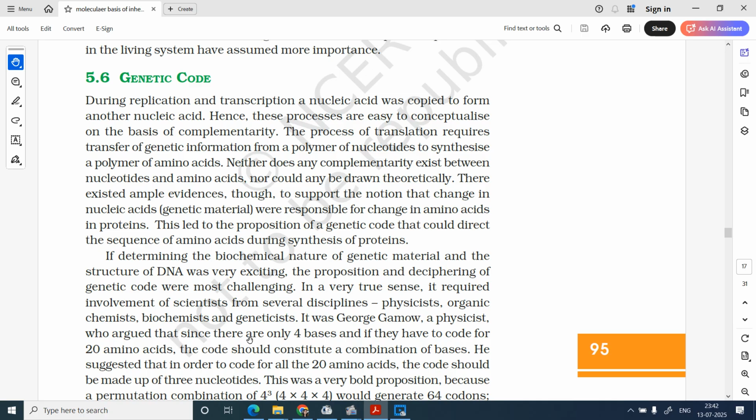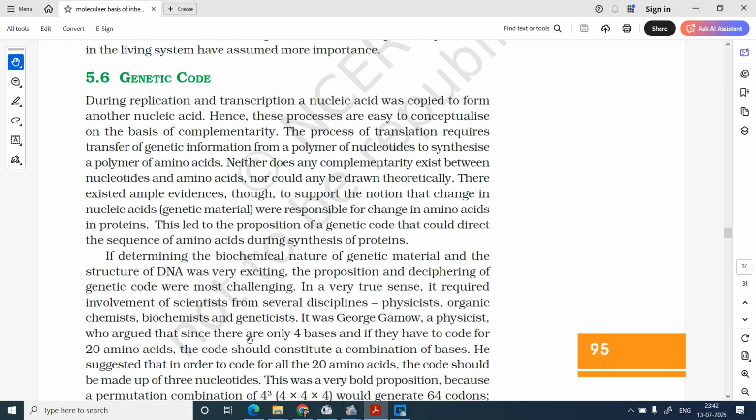There existed ample evidence to support the notion that changes in nucleic acid genetic material were responsible for changes in amino acids in proteins. This led to the proposition of a genetic code that could direct the sequence of amino acids during synthesis of proteins. If determining the biochemical nature of genetic material and the structure of DNA was very exciting, the proposition and deciphering of the genetic code were most challenging.